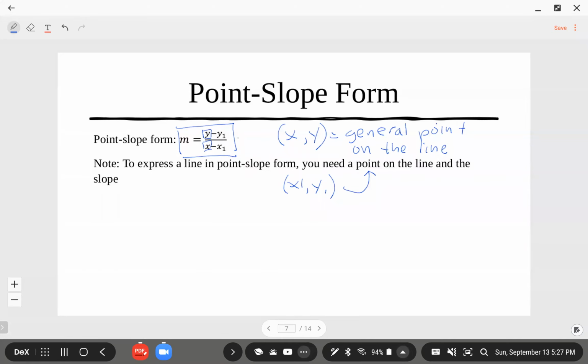Let's simplify this. We have a fraction right here, and you usually don't want fractions in algebra. So when we simplify this, you'll get y minus y1 equals m times x minus x1. So remember, you can just plug in the point and the slope into this formula, and then you can solve it. Now, why do we need to solve this point slope form? I'll tell you. Next slide.